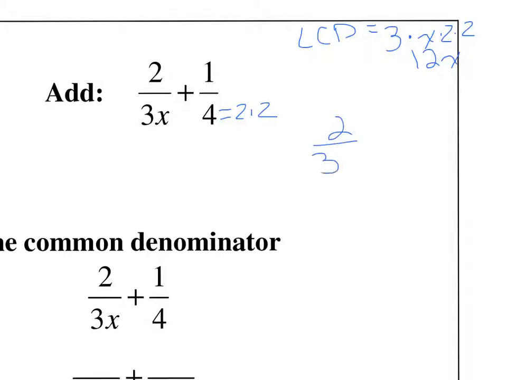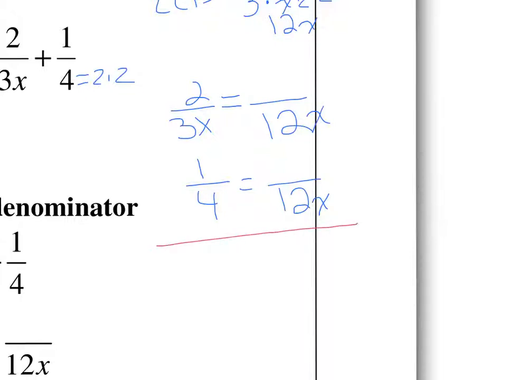Now, sometimes I like to write these vertically when I change the denominators. Some people understand it better this way because this is the way we do traditional fractions. I don't know, it's up to you whether you want to do it vertically or horizontally. 3x times what gives us 12x? 3x times 4. So the numerator has to be multiplied times 4. 4 times what gives us 12x? 4 times 3x. So the numerator has to be multiplied times 3x, and that will give us 3x. So the denominator here is going to be 12x.